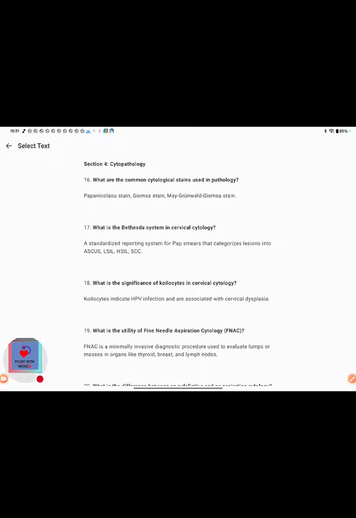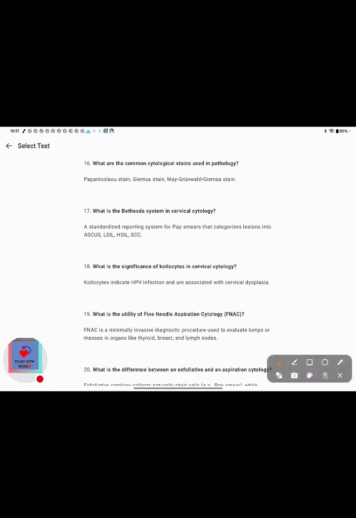Cytopathology. What are the common cytological stains used in pathology? You use Giemsa stain, Papanicolaou stain, and May-Grunwald Giemsa stain.